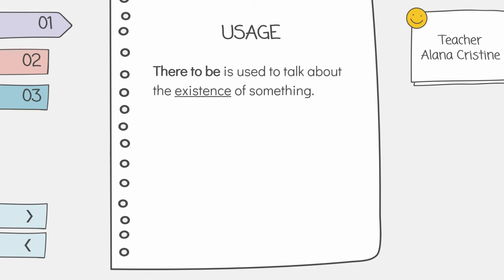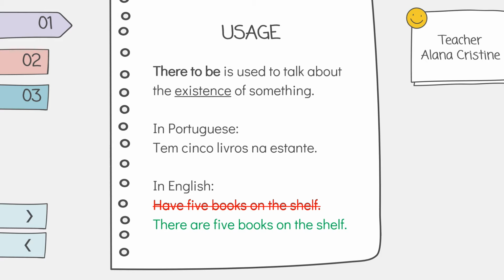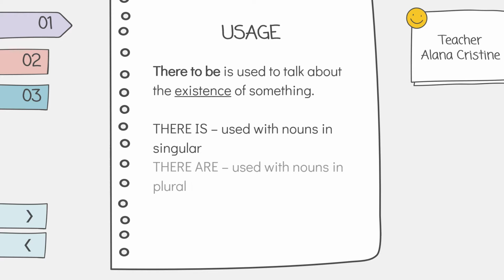We use there to be to talk about the existence of something. In Portuguese, we would say, tem 5 livros na estante. In English, have 5 books on the bookshelf. Wrong. This is not correct. We cannot say have 5 books in the bookshelf. We have to say there are 5 books on the bookshelf. We use there is with nouns in singular and we use there are with nouns in plural.